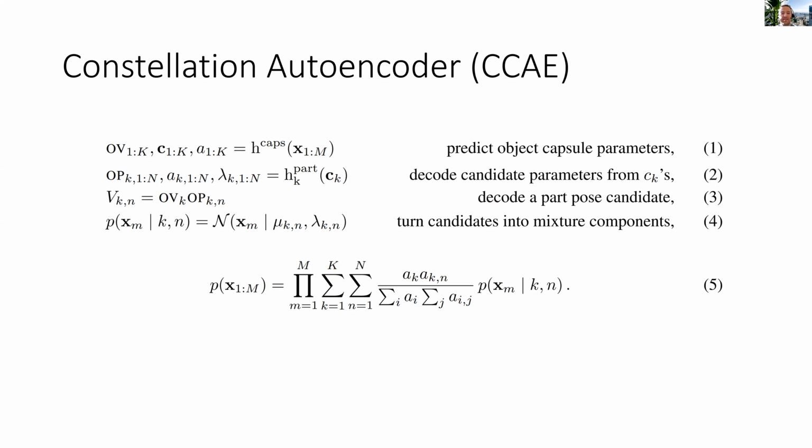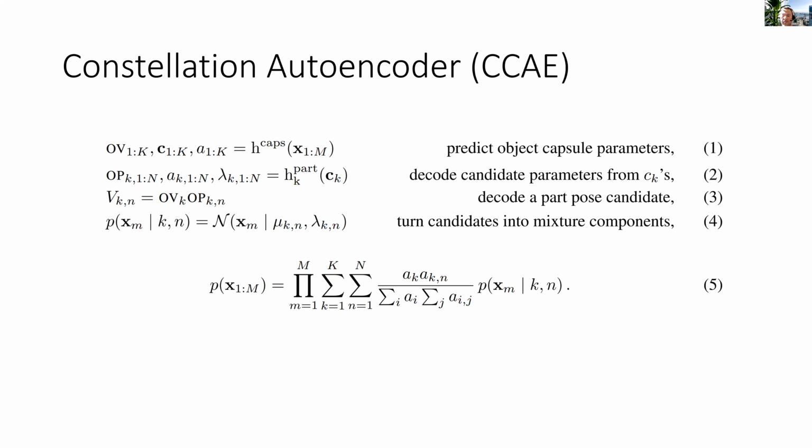So there's the constellation autoencoder. Let X 1 to M be a set of two-dimensional input points, where every point belongs to a constellation. A constellation is like, try to recreate the points on the screen from your memory. Those constellations were like related points.